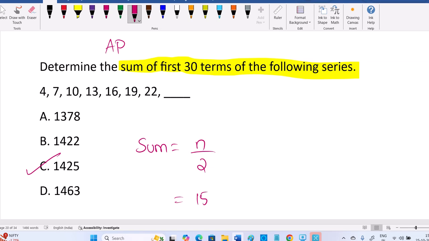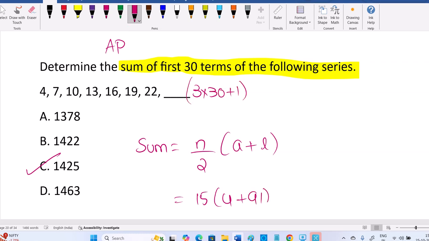The sum is number of terms divided by 2 into first term plus last term. No sir, we know the formula 2a plus n minus 1 into d. That's all derived from the first term and last term. What is the first term here? 4. How to calculate the last term, sir? How many terms did they say? The first term is 3 into 1 plus 1, the second term is 3 into 2 plus 1, and the last term, the 30th term, is 3 into 30 plus 1.